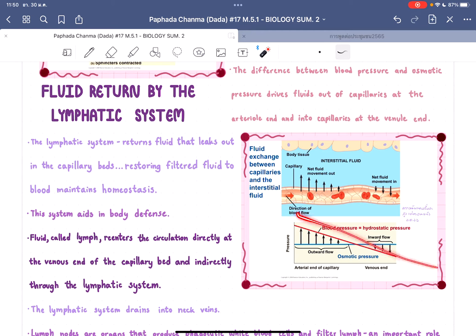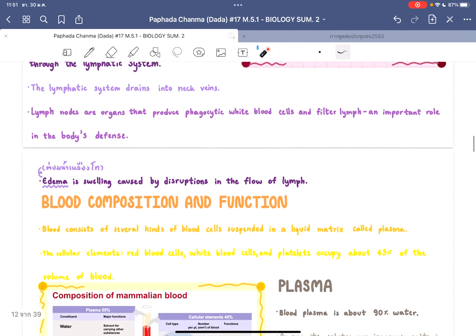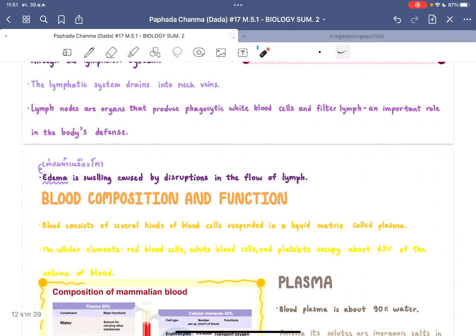Hydrostatic pressure gradually decreases. And this system aids in body defense. Fluid called lymph re-enters the circulation directly at the venous end of the capillary beds and indirectly through the lymphatic system. The lymphatic system drains to neck veins. Lymph nodes are organs that contain phagocytic white blood cells that filter lymph and play an important role in body defense. Edema is swelling because of a disruption in the flow of lymph.